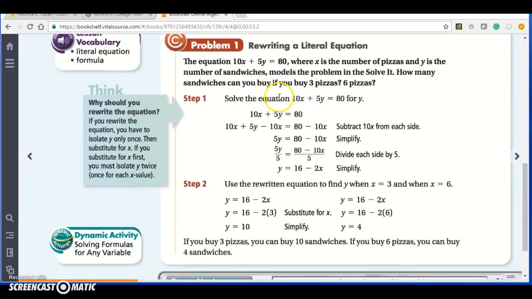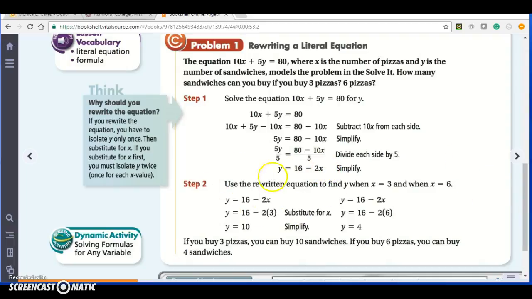So if we take the equation 10x plus 5y equals 80 and we solve for y, I would first subtract 10x from both sides because I'm trying to get my y by itself. So I get 5y equals 80 minus 10x. Then I would divide both sides by 5. And I get 80 divided by 5, which is 16, and 10 divided by 5, which is 2x. So y equals 16 minus 2x.